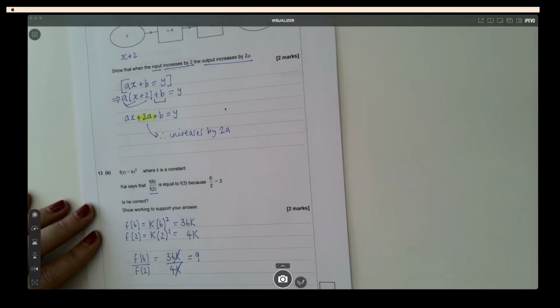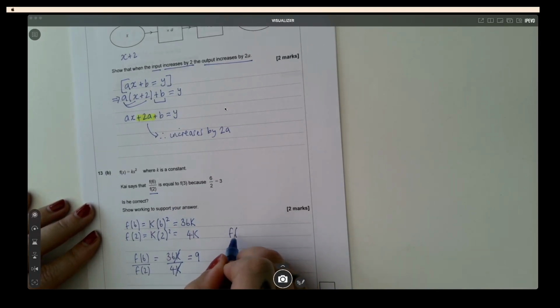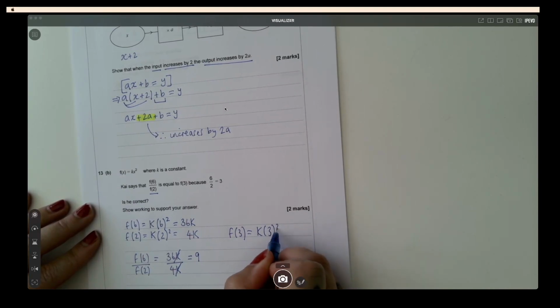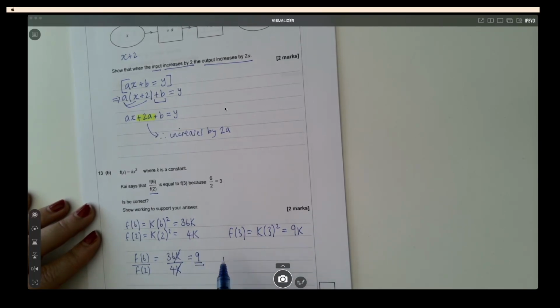Let's figure out what f of 3 is. So k times 3 squared, which equals 9k. So f of 6 divided by f of 2 is 9. F of 3 is 9k. So Kai is not correct. They don't match.